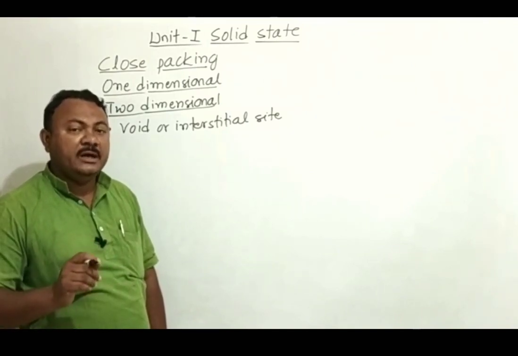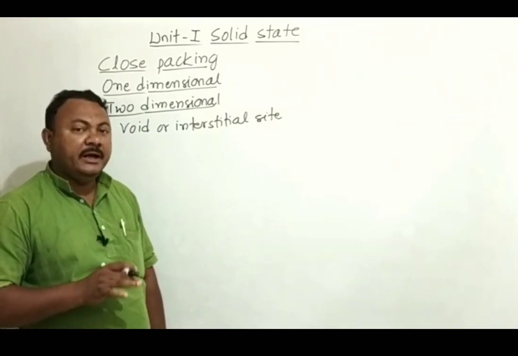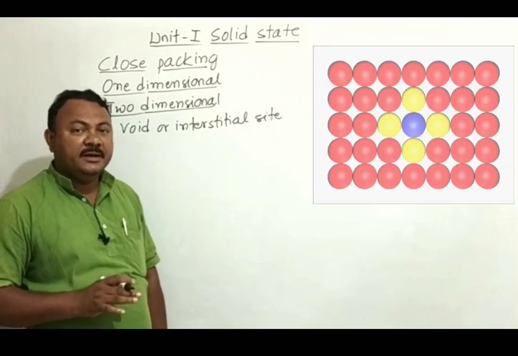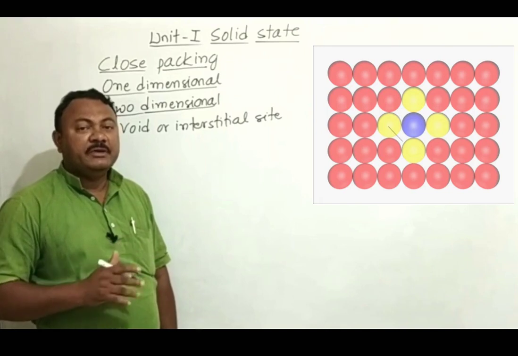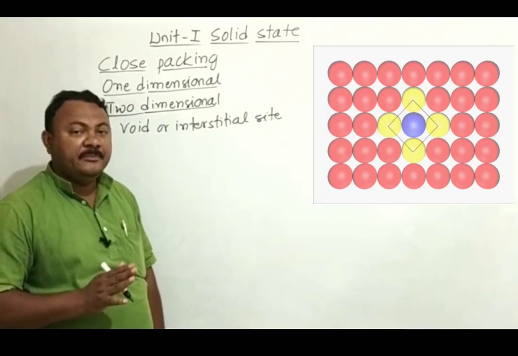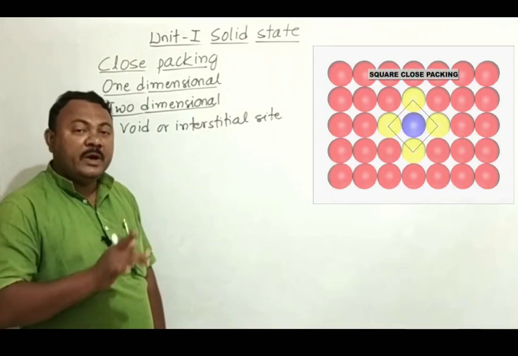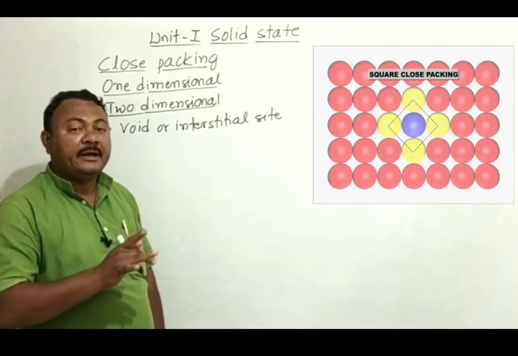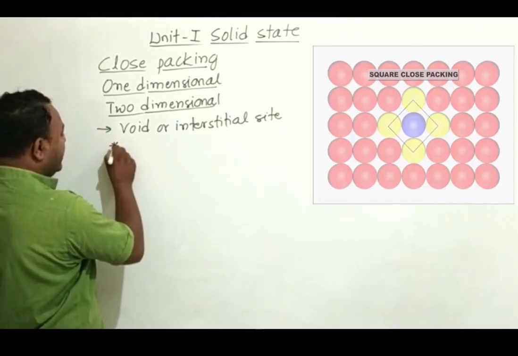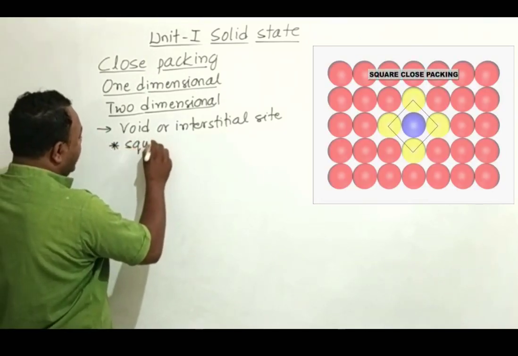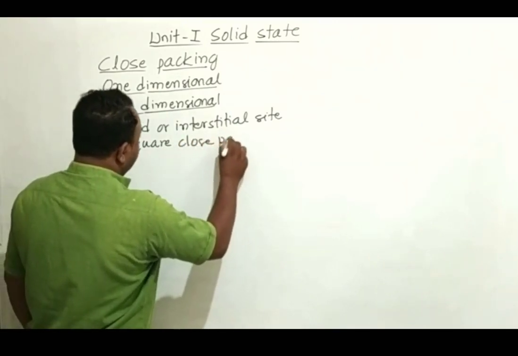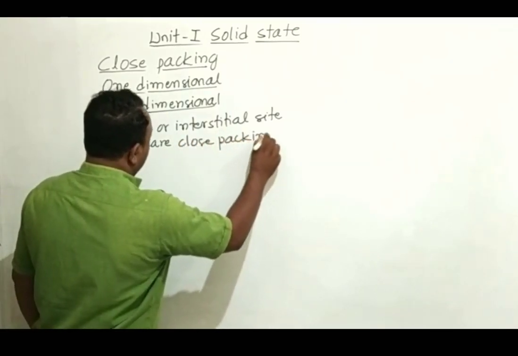Consider any one atom or the sphere, and you see it is in contact with how many other atoms or the spheres. Clearly, one atom is in contact with 4 other atoms or the spheres. As a result, we are getting a square on joining the 4 contacting atoms. And this is called first type of close packing in 2 dimension. We call it as square close packing in 2 dimension.